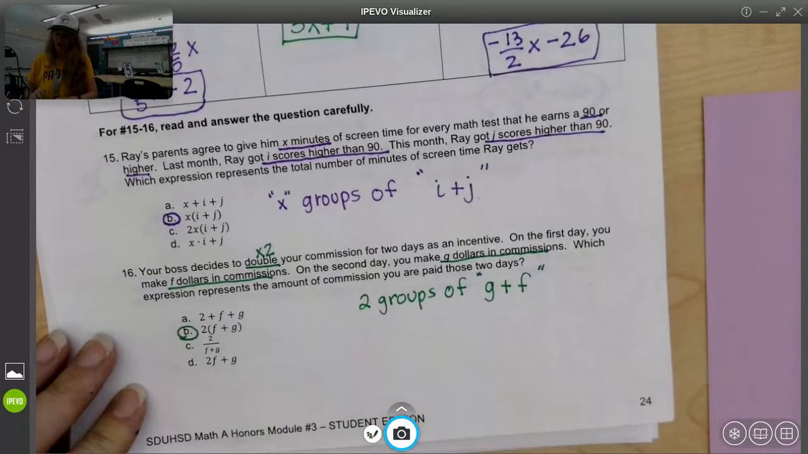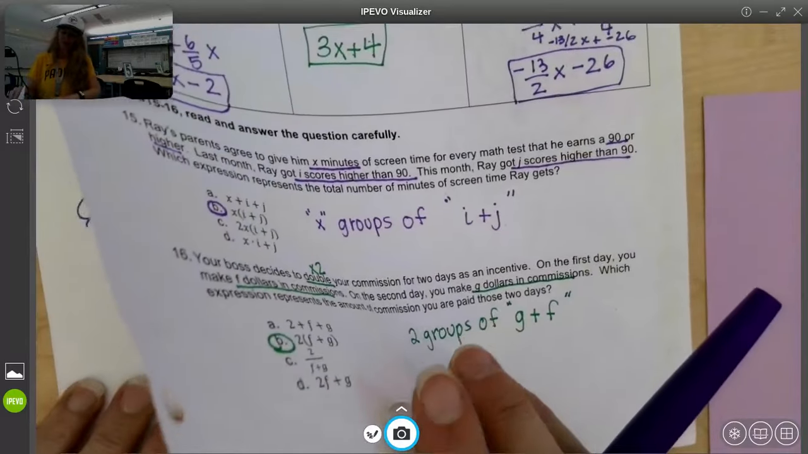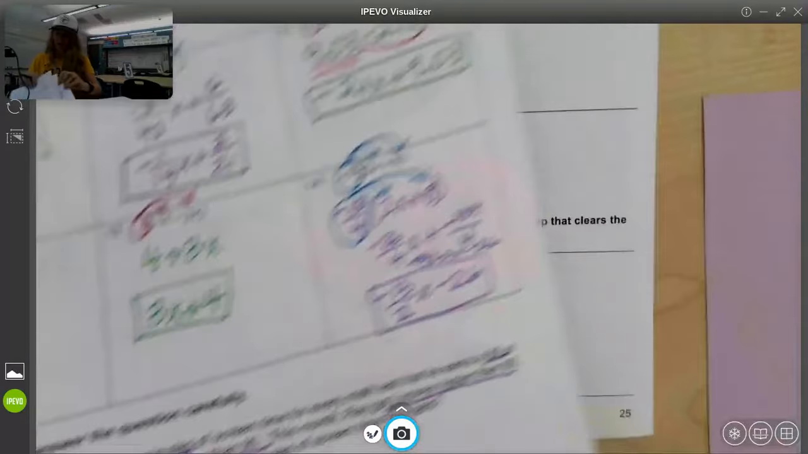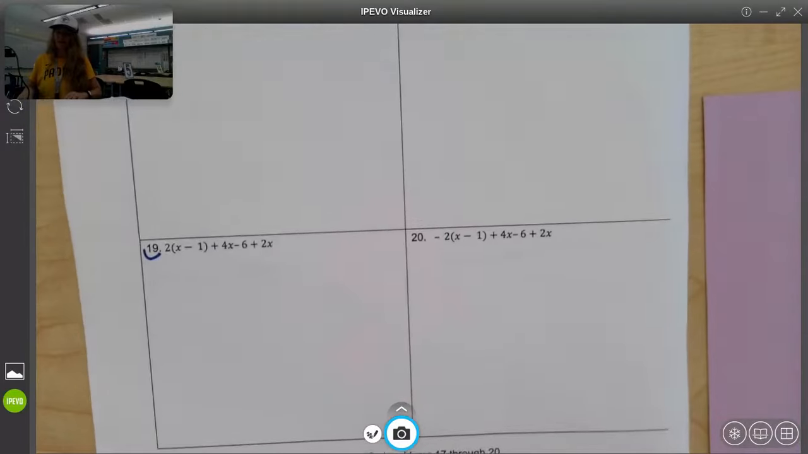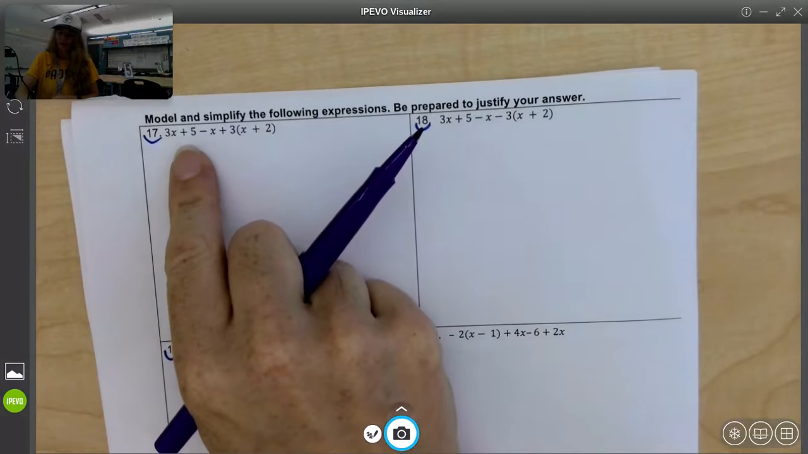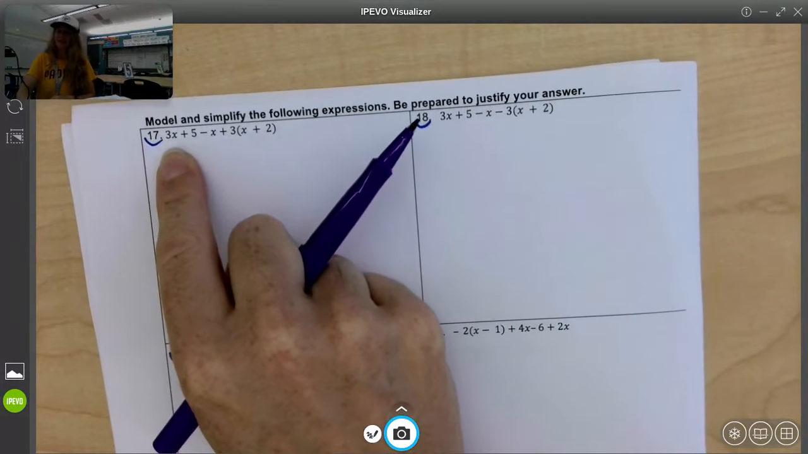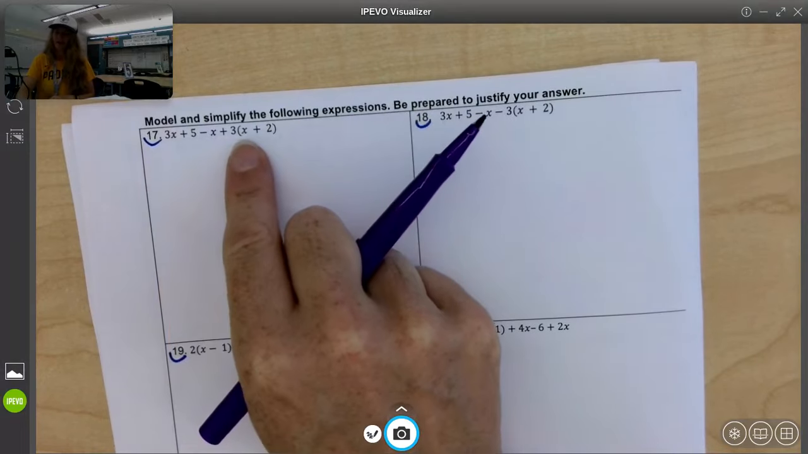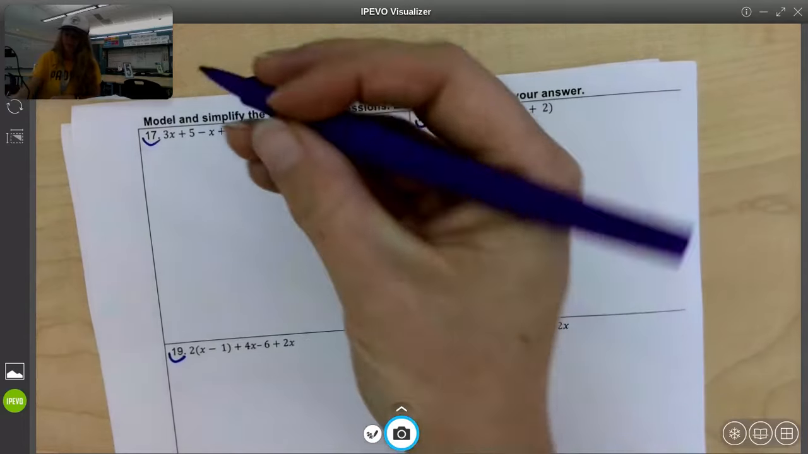Perfect. So great job on 16. So we have our second to last page, and we are going to be getting into modeling. So we're going to model and simplify the following expressions, and we're going to be prepared to justify our answer. So taking a look, we are going to have 3x plus 5, take away an x, and I already have 3 of them, so I'm feeling pretty good about not rewriting the definition of subtraction, and then 3 groups of x plus 2. So let's get started.